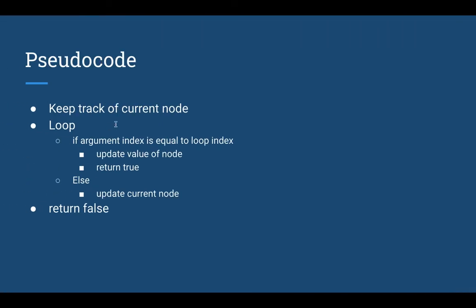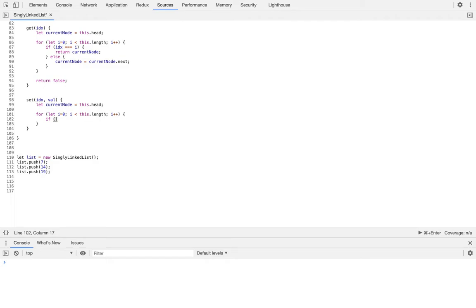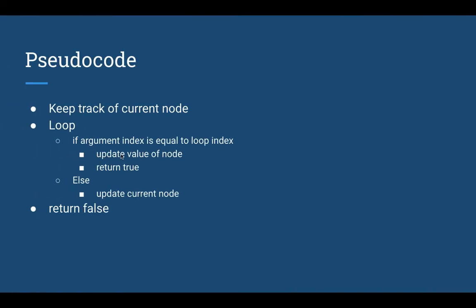All right, so now that we're inside the loop, we're going to have an if-else condition, and the if is going to check if the argument index is equal to the loop's index. So if i, which is the loop index, is equal to the index passed in as an argument here, then that means we arrived at the location of our list where we want to make this update. So in that case, we want to update the value of the node and return true.